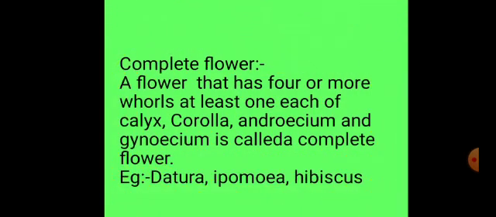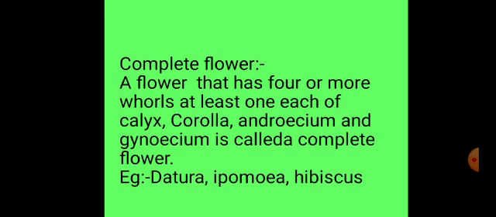Dear students, previously we discussed the flower and its parts. What is a flower? A flower is a reproductive part. A plant has two types of parts: vegetative parts and reproductive parts. The vegetative parts are roots, stem and leaves. The flower is the reproductive part. The flower mainly has four parts: calyx, corolla, androecium and gynoecium.